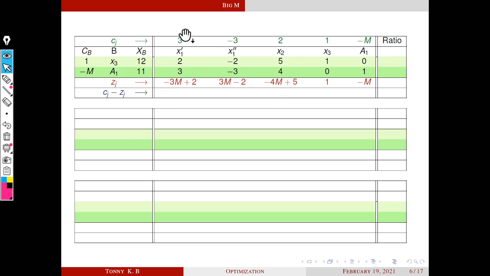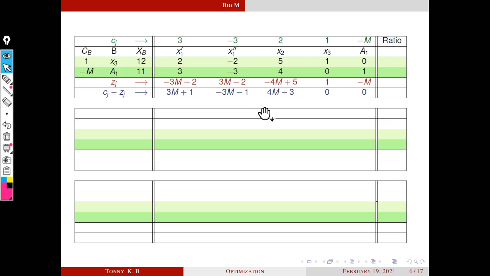Cj minus Zj. Cj's are there. So we have to find the difference between C1 minus Z1, C2 minus Z2, C3 minus Z3, like that. So this becomes 3m plus 1. 3 minus this quantity, that is 3m plus 1. Minus 3 minus this quantity is minus 3m minus 1, etc. Then what is our next procedure?